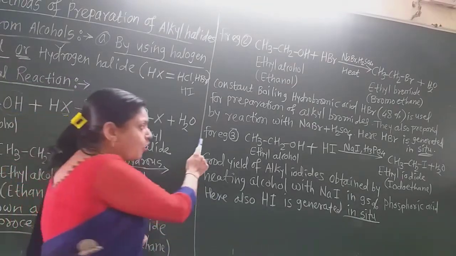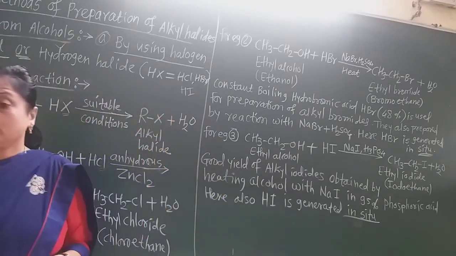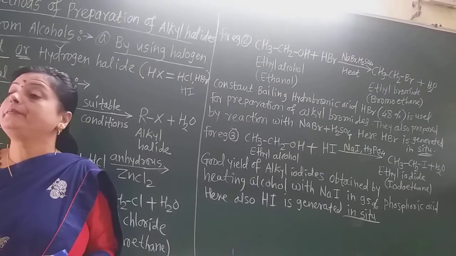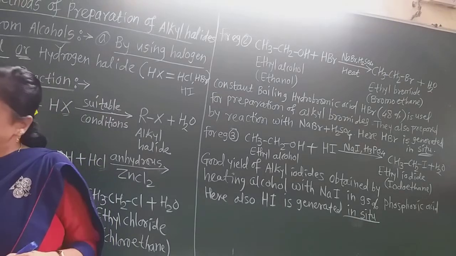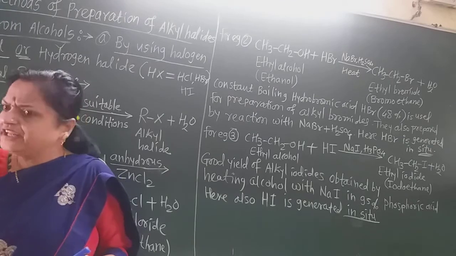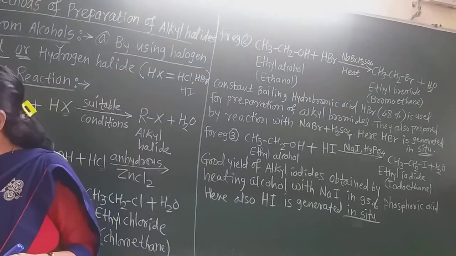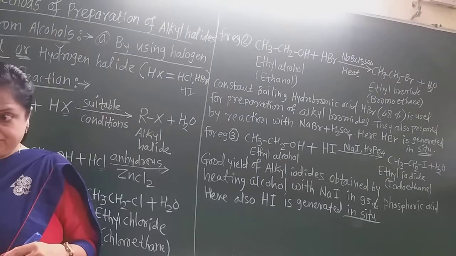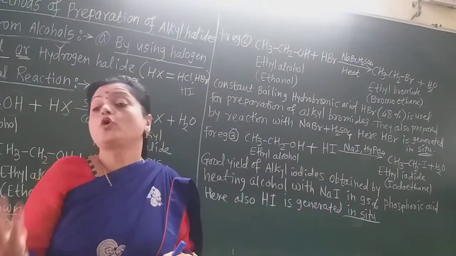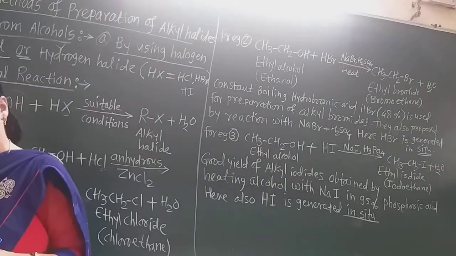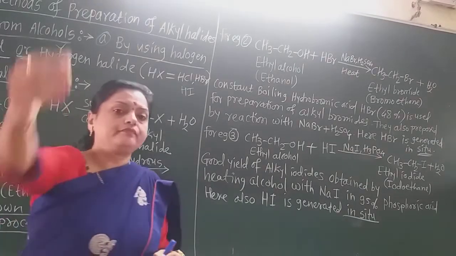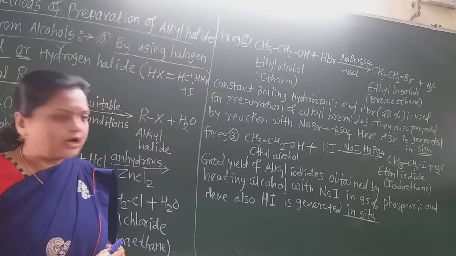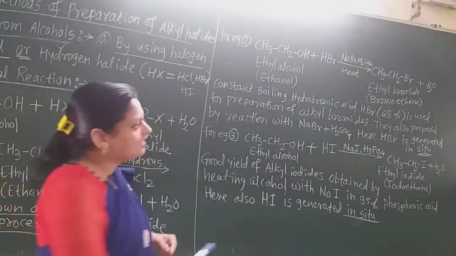Okay. Now for example, this is the third example in which we have to prepare alkyl iodides. Definitely there will be different conditions than for alkyl chlorides and alkyl bromides. In alkyl chlorides, anhydrous zinc chloride, ZnCl2. In case of alkyl bromides, NaBr plus H2SO4 and heat. Now in case of alkyl iodide, what are the conditions here?